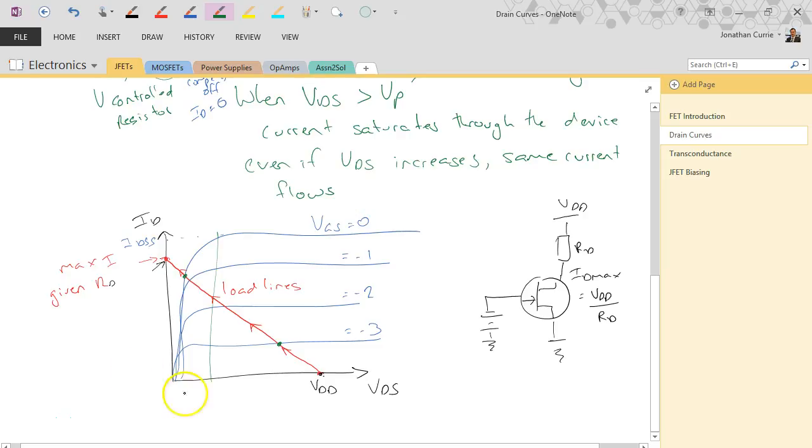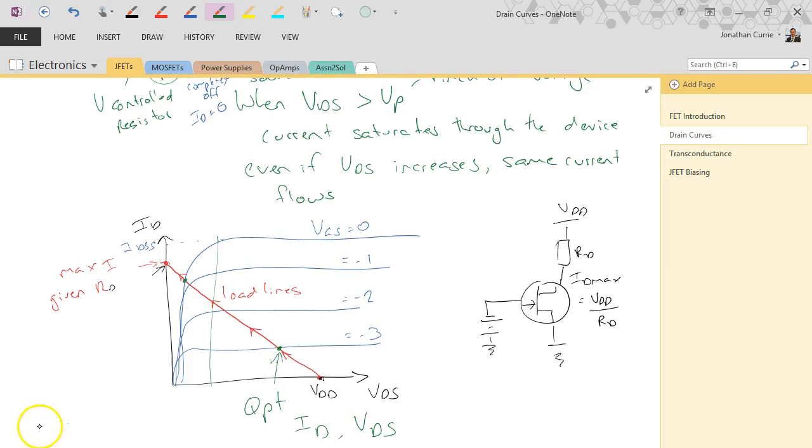So drain curves give us the opportunity to plot our load line, which then allows us to find our Q point. So the Q point would be given a drain current and a VDS. I can then find myself on here, or given some drain curves and the circuit, I can draw the load line, and then given VGS, find myself within that set of drain curves.